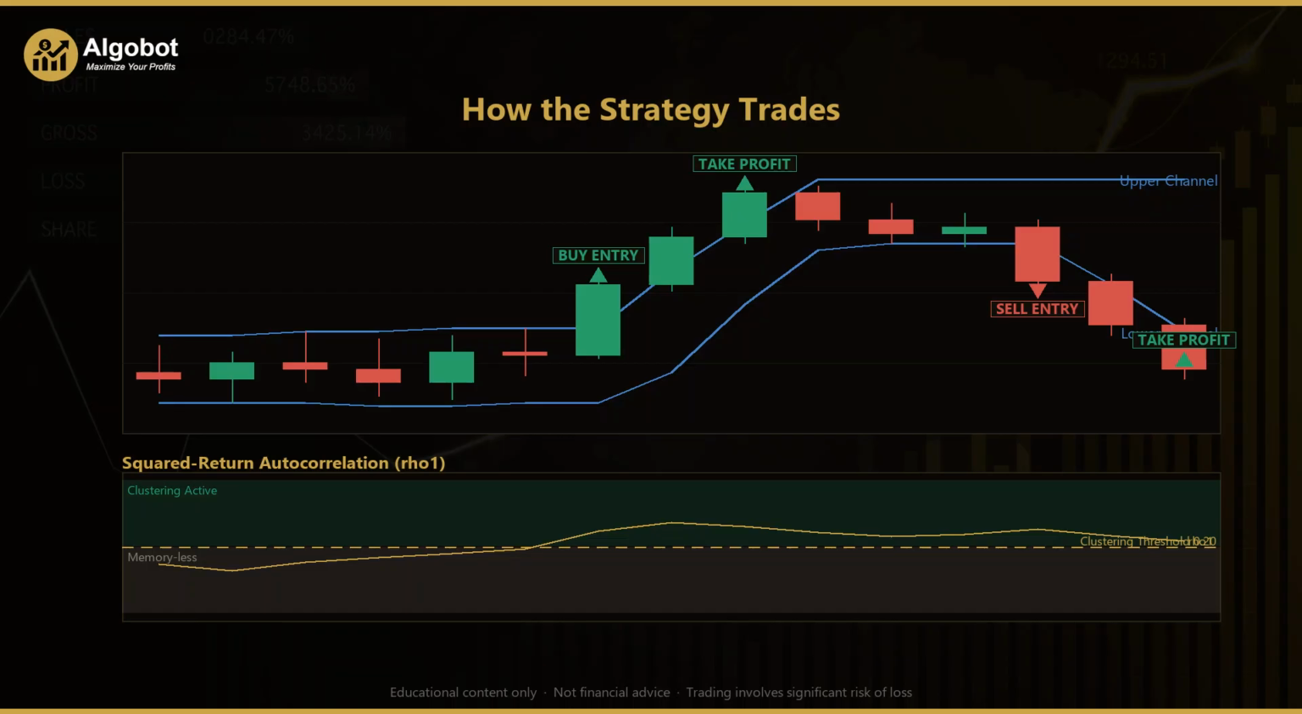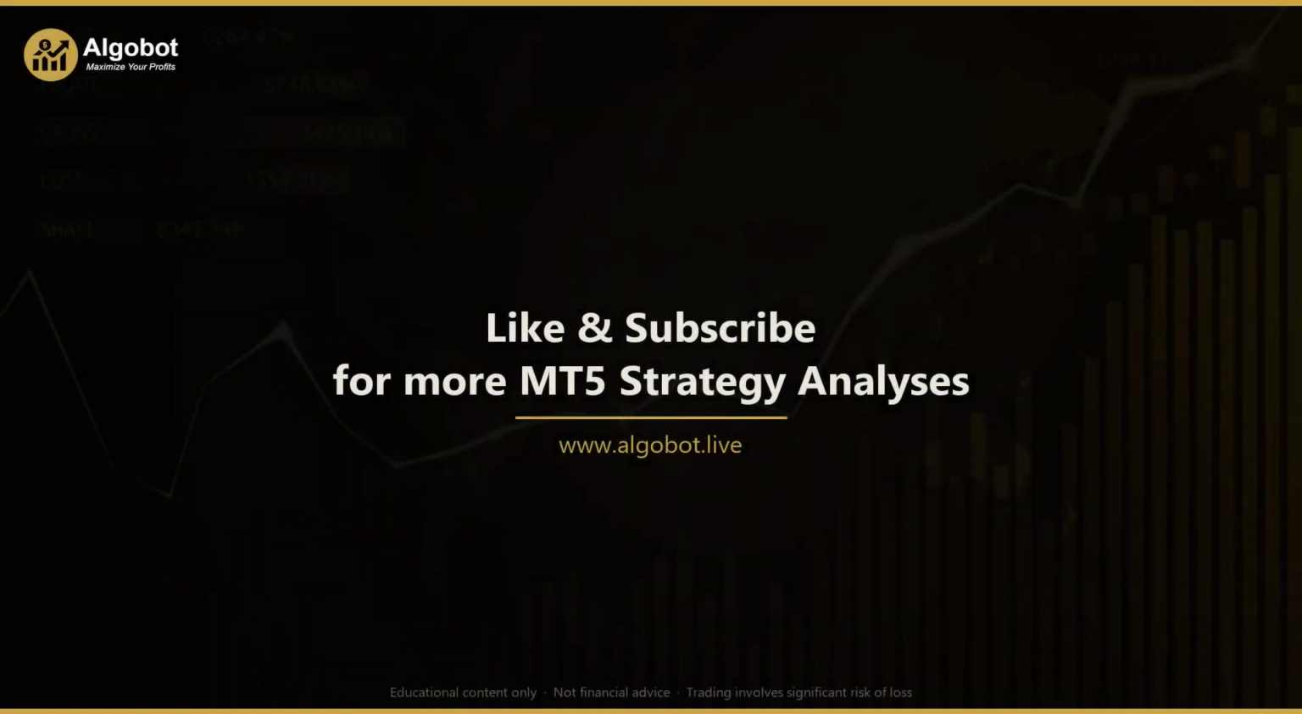Of course, no filter is perfect. Breakouts can and do fail even in clustered regimes, stops get hit, and losing trades are a normal part of any strategy. What this chart illustrates is simply the logic the code follows, not a prediction of how any given trade will turn out. Real markets are messier than any single diagram, which is why careful testing and thoughtful risk management always matter. And that brings us to the end of our look at Clustered Volatility Breakout.